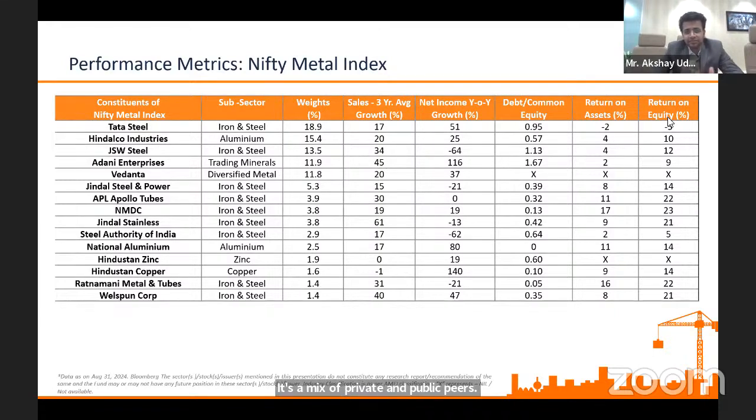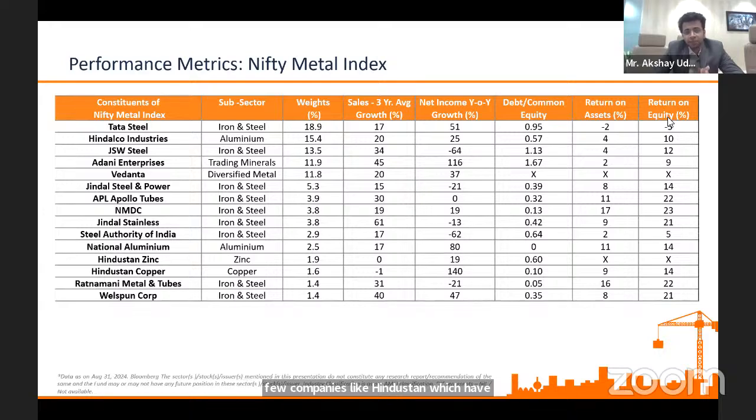How has the sales growth been? Overall, the sector has recorded positive sales growth in the past 3 years, with certain companies like Adani Enterprises, JSW Steel, and Jindal Stainless seeing growth rates as high as 45 to 60%. There are a few companies like Hindustan Zinc and Copper, which have recorded negative sales growth.